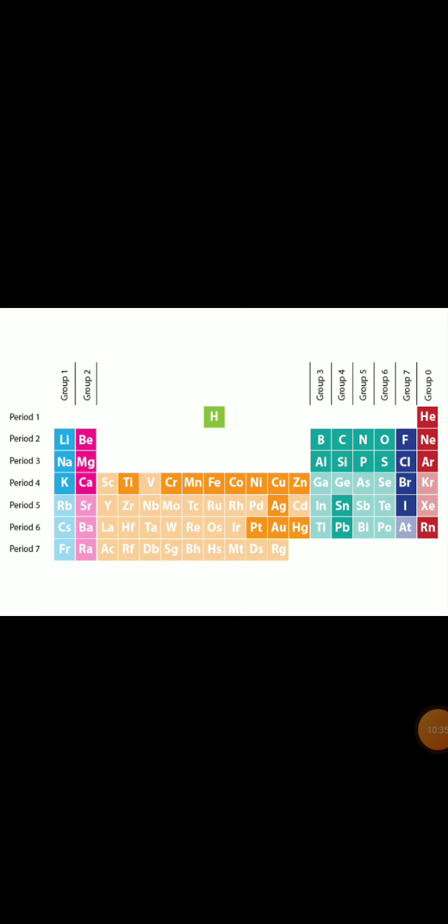Now, the position of an element in the periodic table tells us about its chemical reactivity. How will it react with the other elements? So, let us now learn one by one.